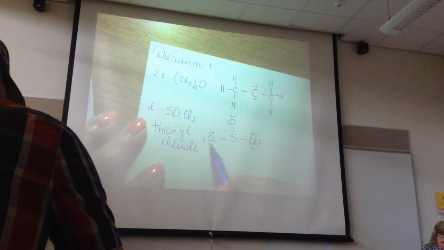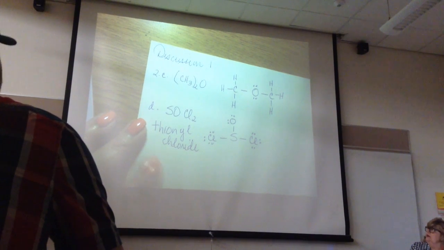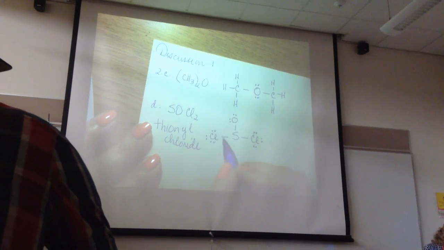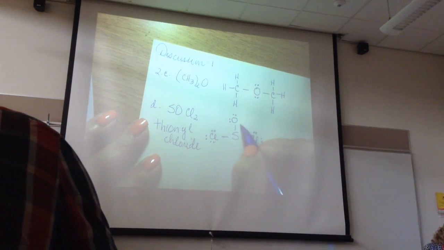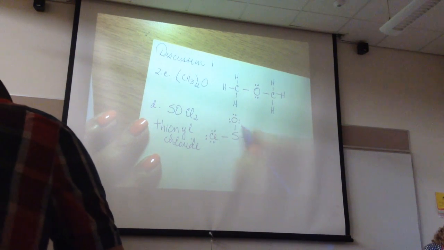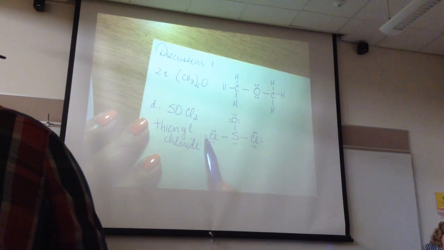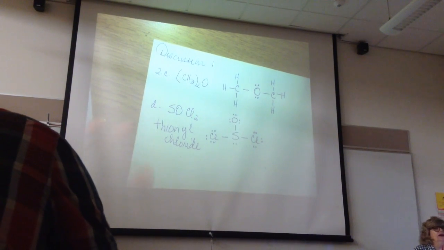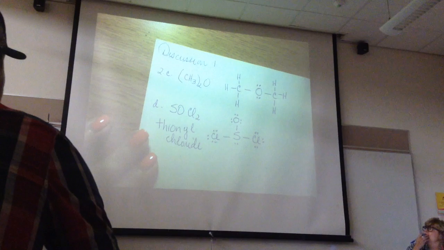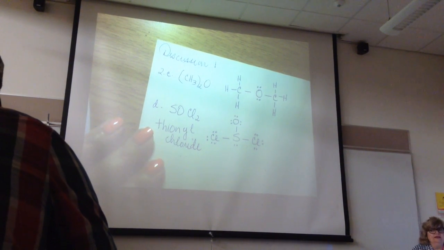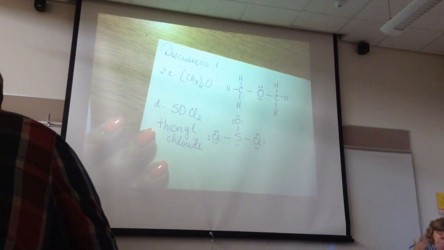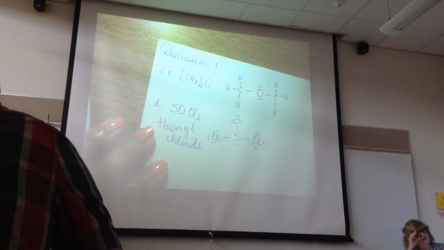So how many total electrons do I have in this structure? Does anybody know? 26. How many? 26. So 2, 4, 6, 8, 10, 12, 14, 16, 18, 20, 22, 24, 26. Okay, I'm going to start out like this, okay? And this is just me telling you the evolution of Dr. Lewis coming up with formal charges.